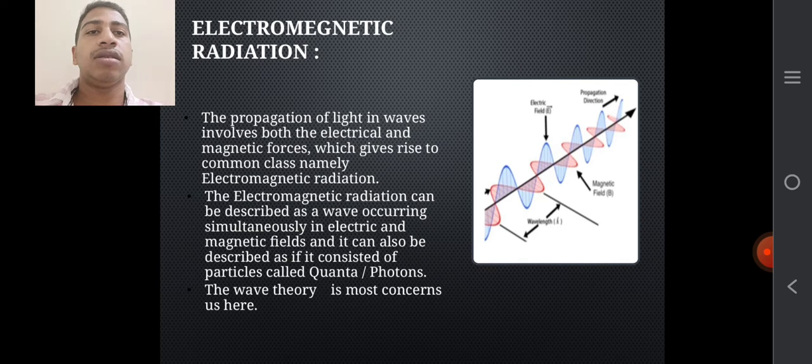Electromagnetic radiation. The propagation of light in waves involves both electrical and magnetic forces, which gives rise to a common class, namely electromagnetic radiation. Electromagnetic radiation can be described as a wave occurring simultaneously in electric and magnetic fields, and it can also be described as if it consisted of particles called quanta or photons. The wave theory is what most concerns us here. You can see the diagram here.